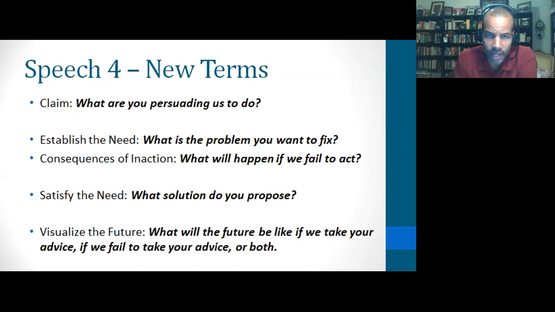So in terms of review, we have the claim in the introduction. So that's what you're persuading us to do. And remember that we want to state the problem and solution in one sentence. Okay, establish the need. What's the problem that you want to fix? So all of main point 1 is only talking about the problem. Consequences of an action. What will happen if we fail to act? Okay. Main point 2, satisfy the need. What solution do you propose? And main point 3, visualizing the future.